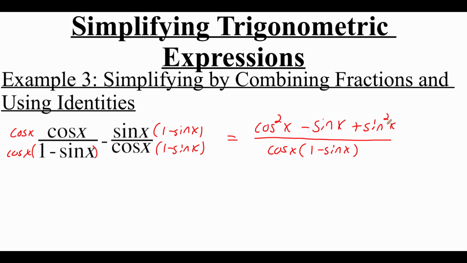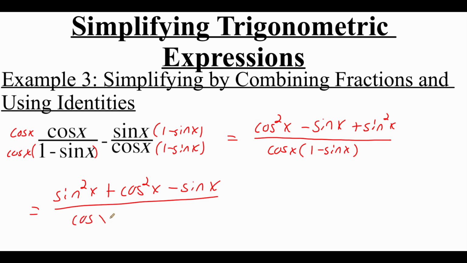Now it's maybe a little difficult to see what to do next here, but what I'm looking at doing is rearranging what we've got in the numerator of our fraction. Addition is commutative, so we can do addition in any order that we want. So I'm going to take this plus sine squared that's currently on the end, and I'm going to move that up to the front of my fraction. So then it's going to say sine squared of x plus cosine squared of x minus sine of x, all over that common denominator of cosine of x times 1 minus the sine of x.